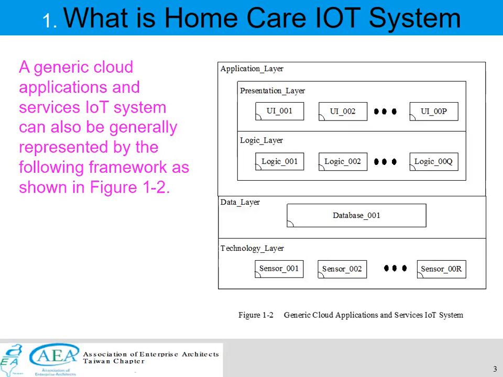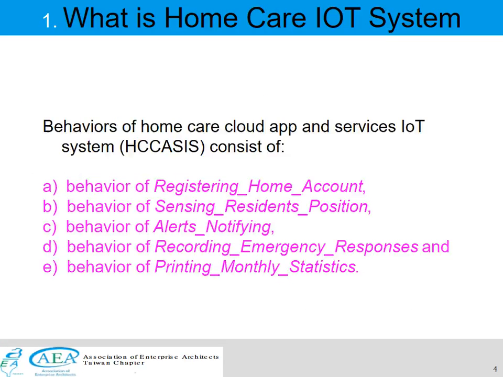A generic cloud application and service IoT system can also be generally represented by the following framework, as shown in Figure 1-2. There are 3 layers in Figure 1-2: application layer, data layer, and technology layer.